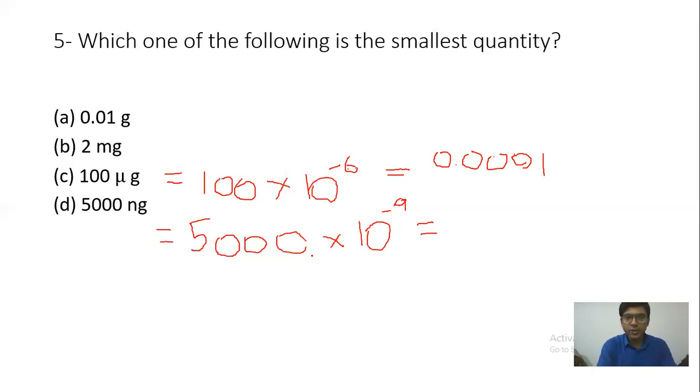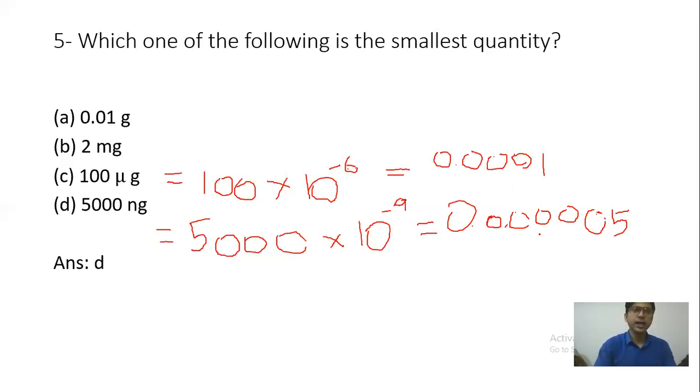Okay, so 9 times means it will become 0.5 times 0. Okay, 1, 2, 3, 4, 5, and then you will get 5. So easily you can find that, but now by removing the prefixes, either 0.01 is a small number, 0.0001 is a small number, or 0.5 times 0 and 5 is a small number. So definitely this is the smallest number, so the correct answer is D.